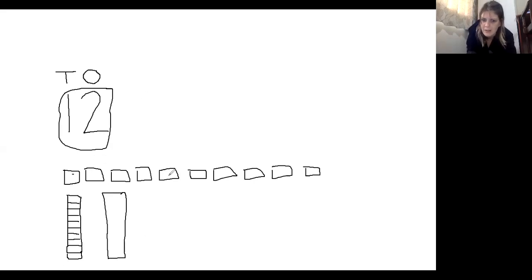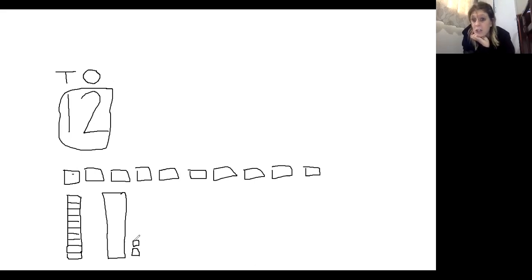We can draw the ones like this. There's individual ones, little squares. Okay, so how many ones do you see over there? 2 ones. So you're going to draw 2 little squares like that.